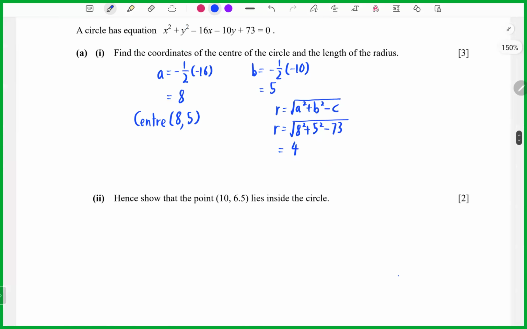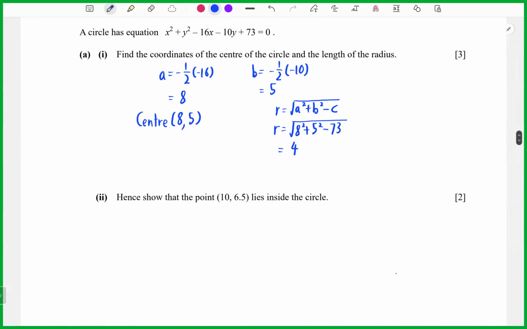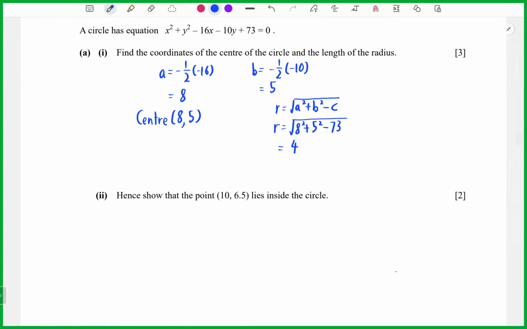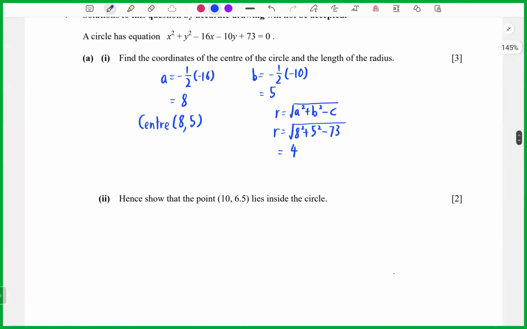Let's see part 2. Show that the point 10, 6.5 lies inside the circle. So how do we show this? Now we can maybe label it. Okay, we can take these equations.